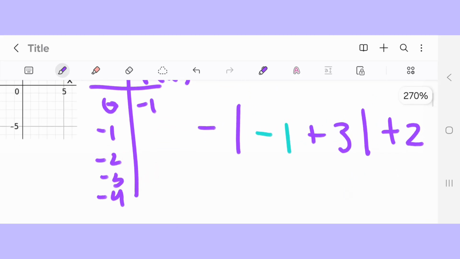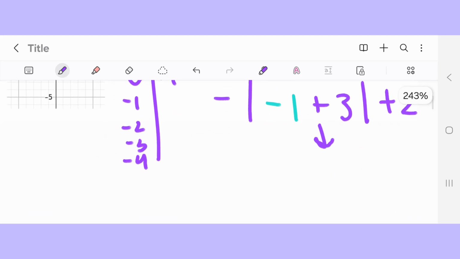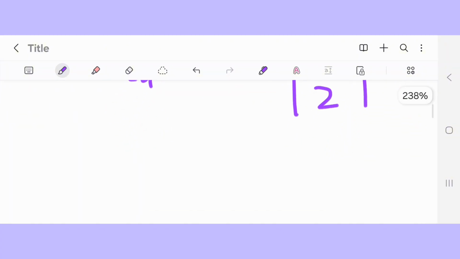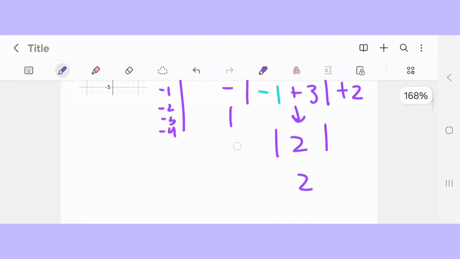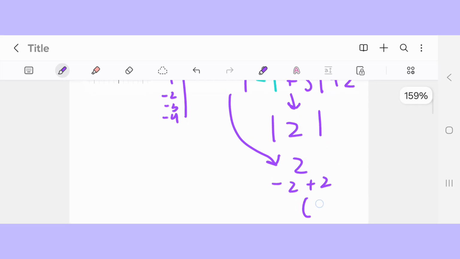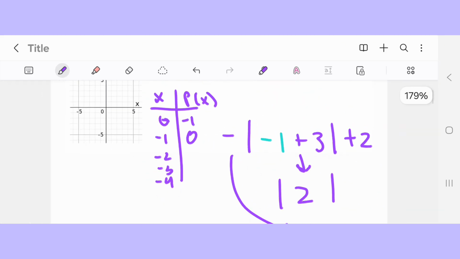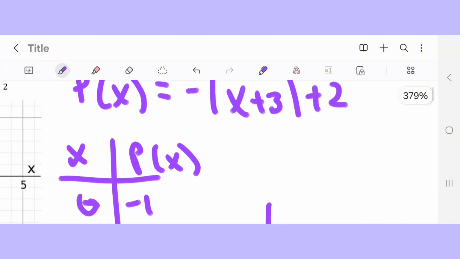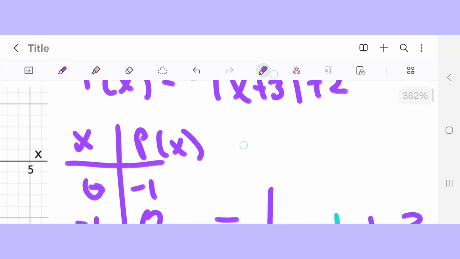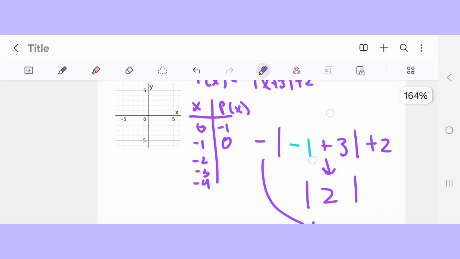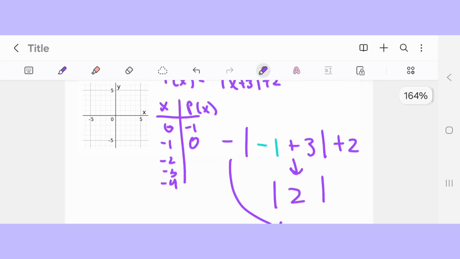And this right here, negative 1 plus 3, that is 2, and then the absolute value of 2 is just 2, and we're going to add in that negative symbol, so it's going to be negative 2 plus 2, and we know that is 0. So the value for negative 1 is 0. Now I'm just going to continue just like that, replacing this x variable with whatever x value we're trying to input, and I'm going to finish this table and we'll be back.